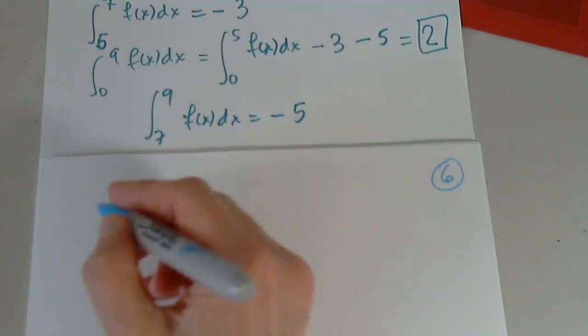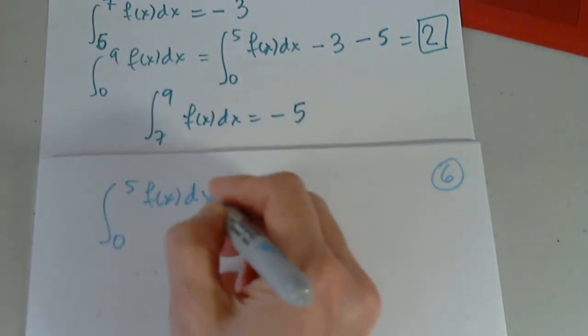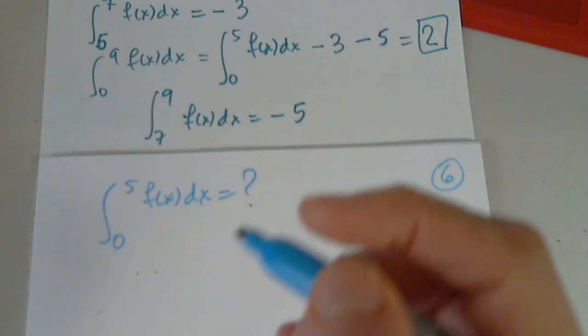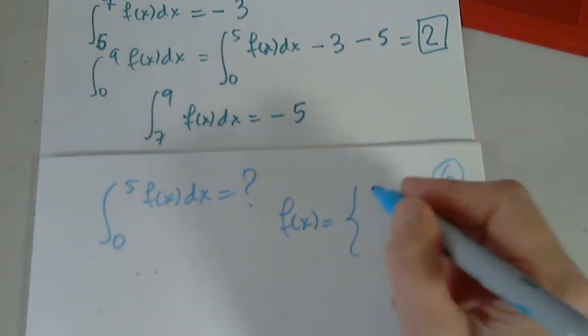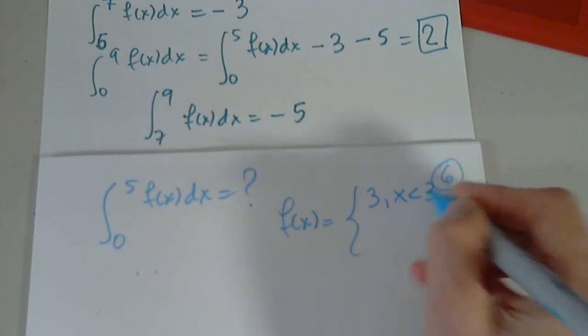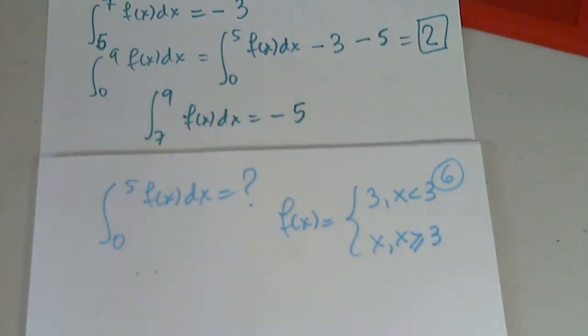Let's look at the following example. We're asked to find the integral from 0 to 5 of f of x dx. That's the question. And we are given the function as being 3 for x less than 3, and being x for x greater than or equal to 3. Where is my starting point? What do I have to write first? Can anyone help?